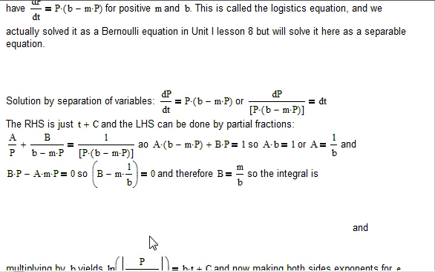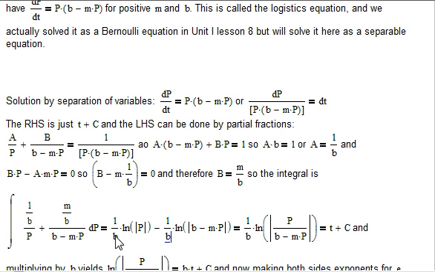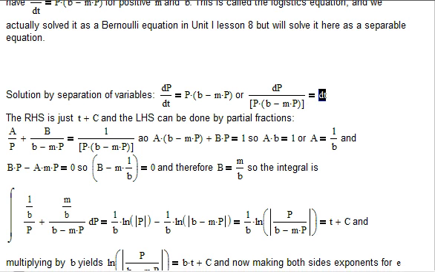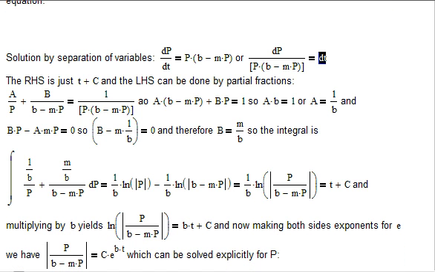So simplifying this now is actually not too bad, since I got this 1 over b as a power here. So it's 1 over b times the ln of p divided by b minus mp. And 1 over b times that is equal to t plus c. Remember, that was the right-hand side when we integrated this. So now, multiply both sides by b, and we got rid of this fraction.